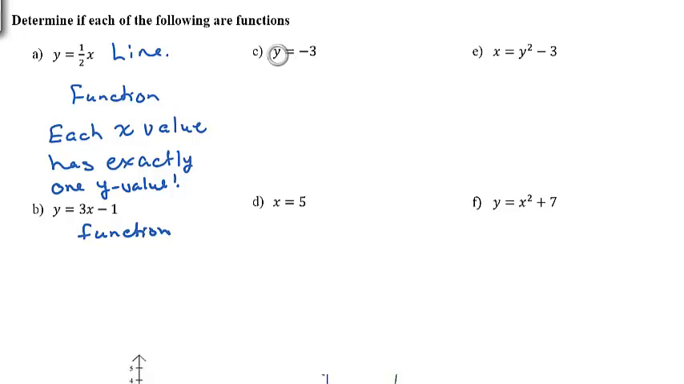In example C, we have y equals negative 3. This is also a line. This is a horizontal line. And so is this a function? So if I say that x is equal to 3, then what's y? Well, y is always negative 3. No matter what x value I give you, y is always going to be negative 3. But you can only give me one y value. You can only give me negative 3. You can't give me any others. And since each x value that I give you, you will give me exactly one y value, negative 3, then this is a function.